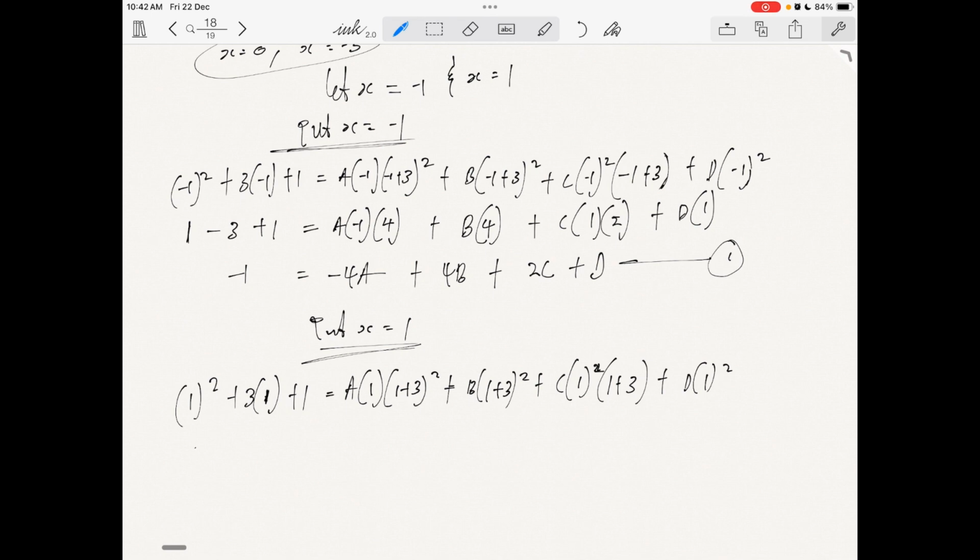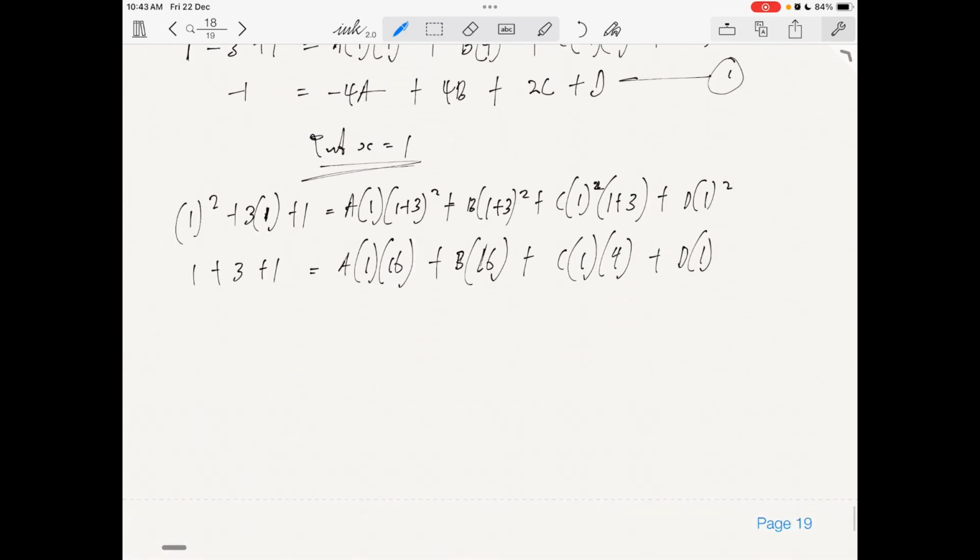This gives us 1 plus 3 plus 1 is equal to a into 1. 1 plus 3 is 4 and 4 squared is 16, plus b into 1 plus 3, that's 4, and 4 squared also is 16. So c into 1 into 4 plus d into 1. Now this will give us 1 plus 3 plus 1, which is 5. And this will give 16a plus 16b plus 4a plus 4c rather plus d.